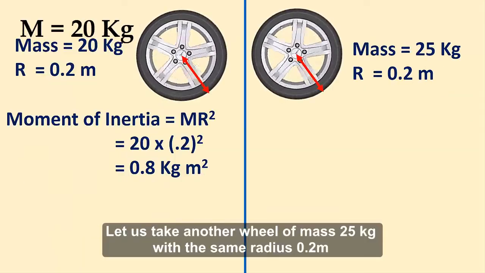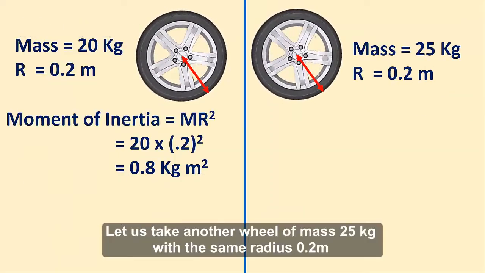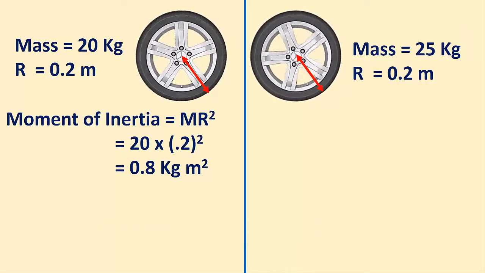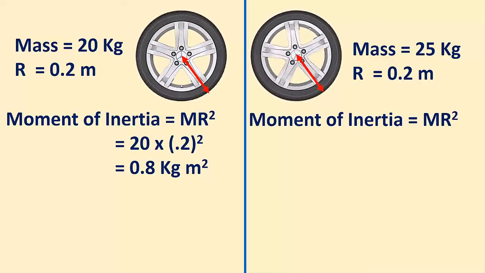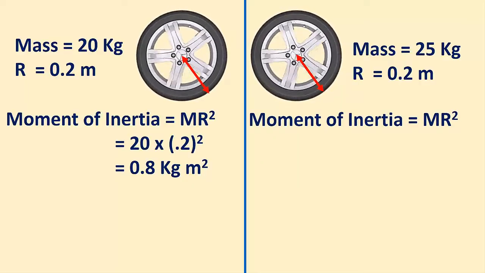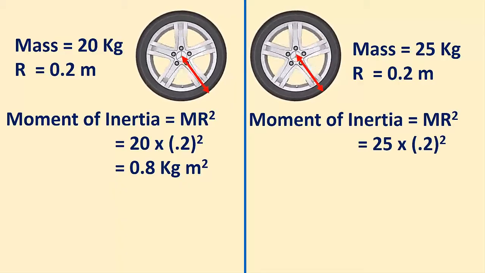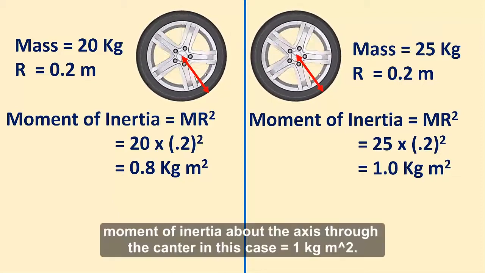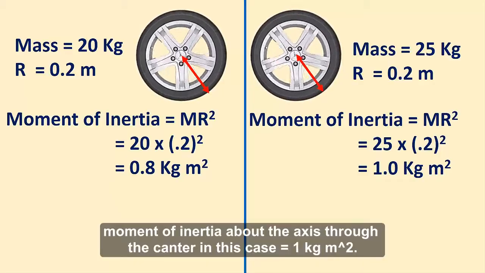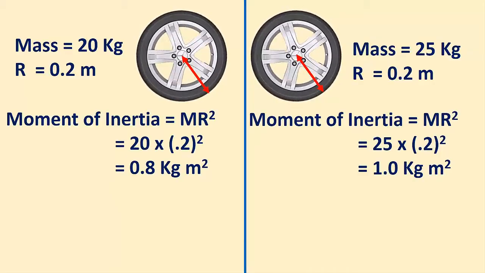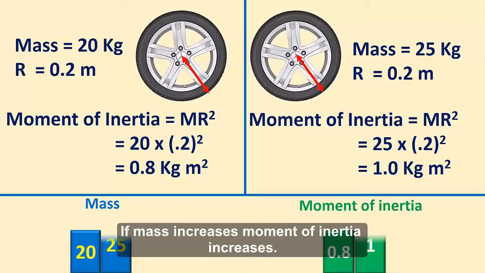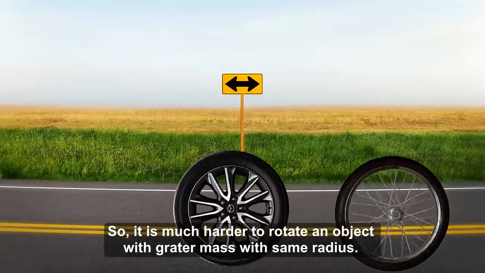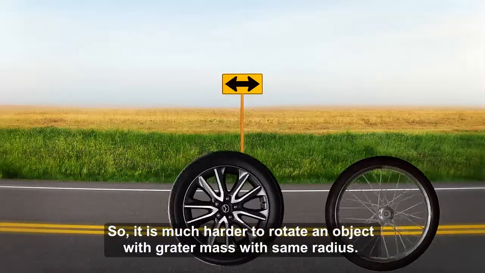Let us take another wheel of mass 25 kg with the same radius 0.2 meter. The moment of inertia of the wheel about the axis of rotation is again mr², which is equal to 25 × 0.2², equal to 1 kg m². Therefore, the moment of inertia about the axis through the center in this case is 1 kg m². If the mass increases, the moment of inertia also increases. So, it is much harder to rotate an object of greater mass with the same radius.